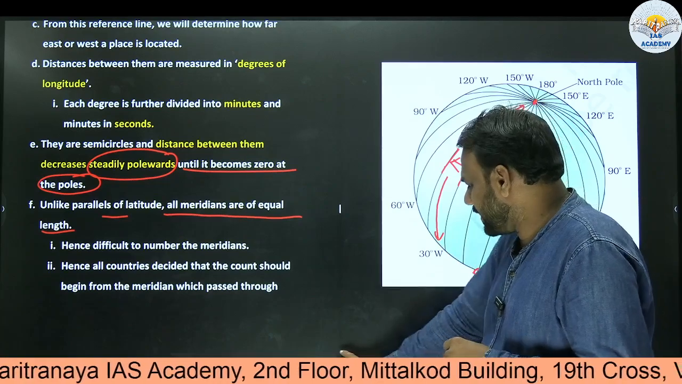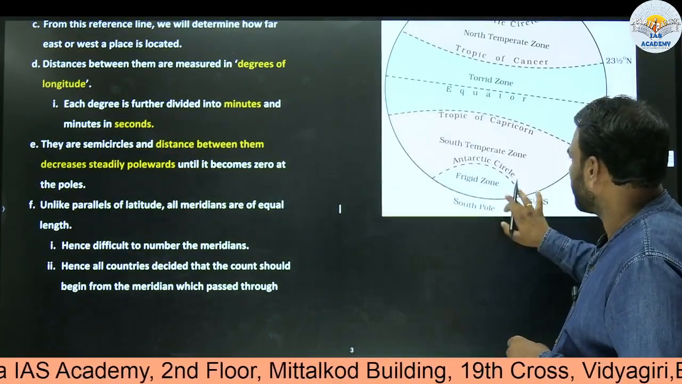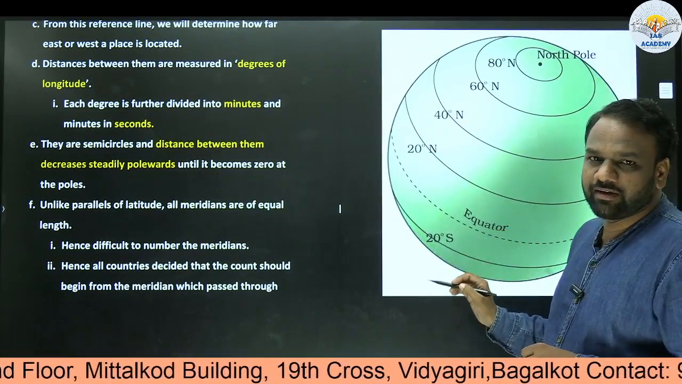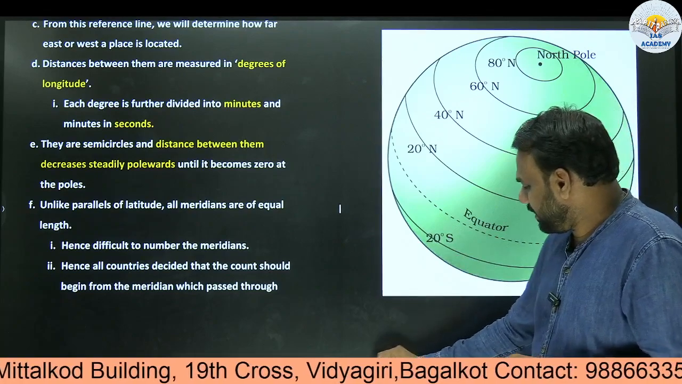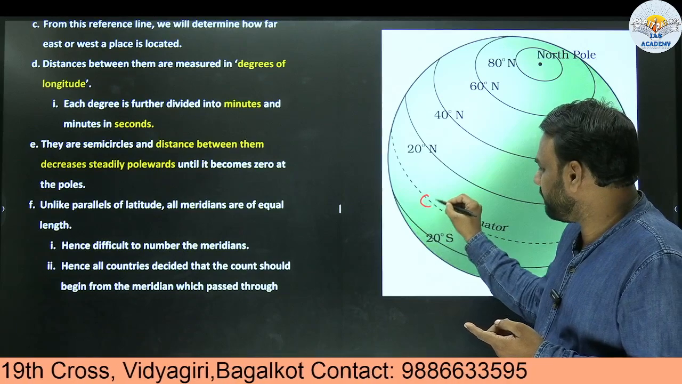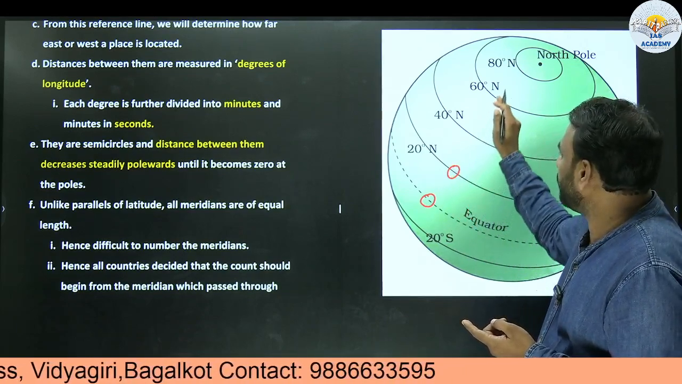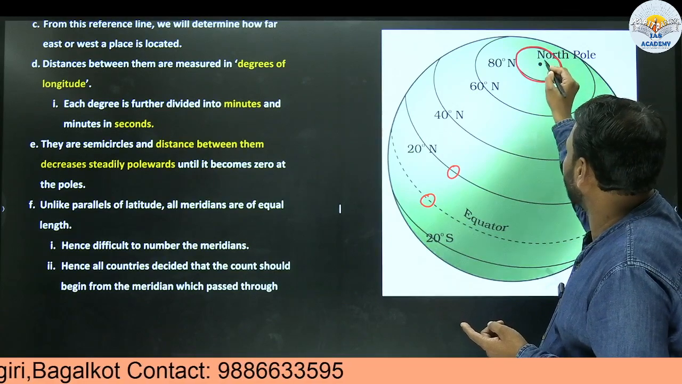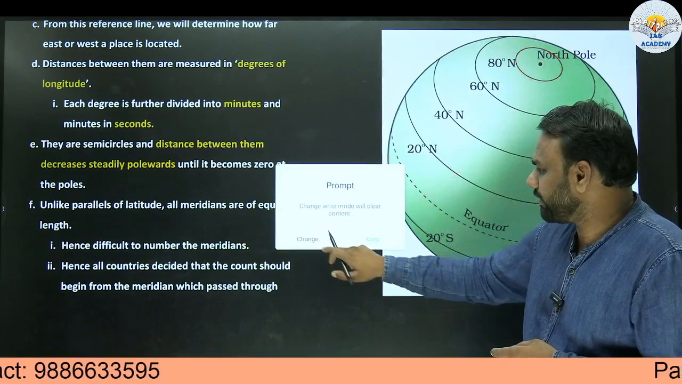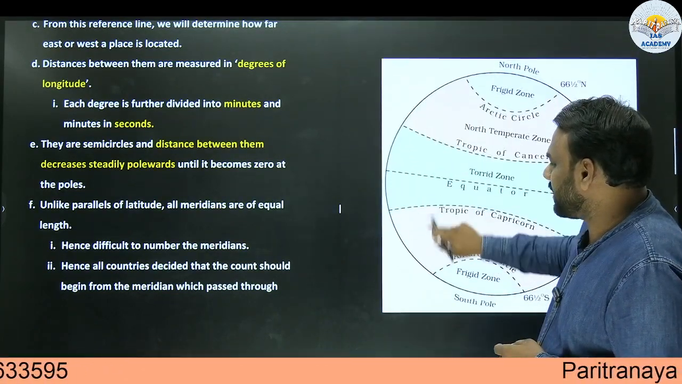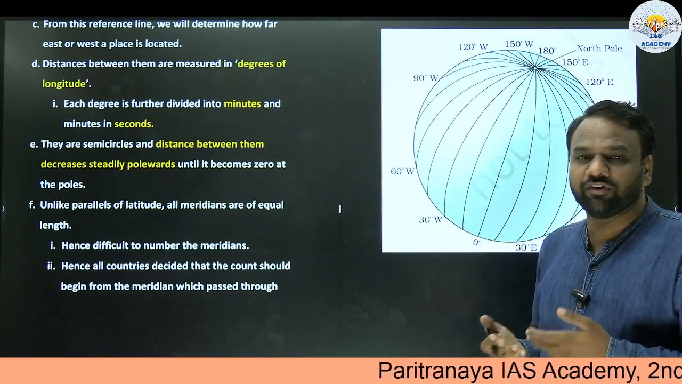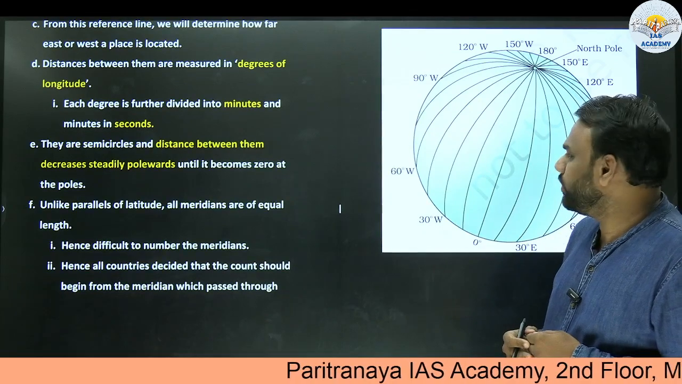Now, let us go back to the previous longitudes. See here, this equator. Will the equator and another latitude both be of equal length? No. The equator's length will be more and the other's length will be less. As we go towards the pole, the length goes on decreasing. But when it comes to longitudes, the length remains the same. So that is why it is difficult to distinguish.